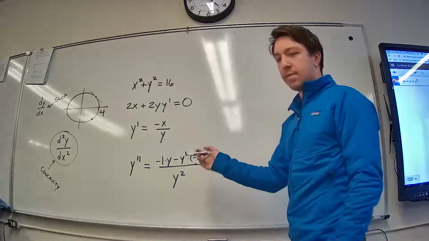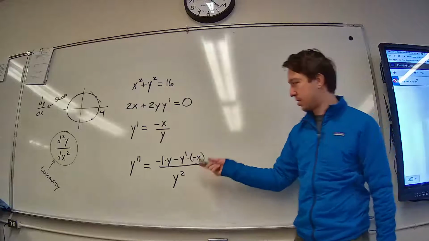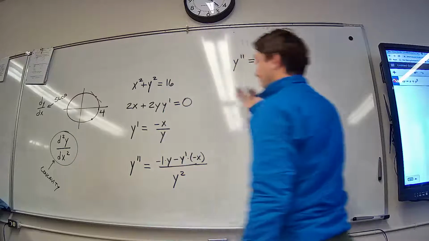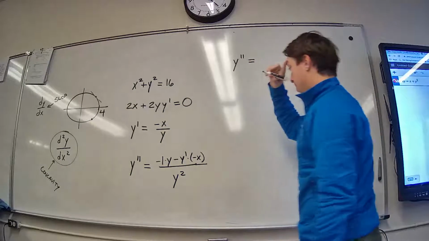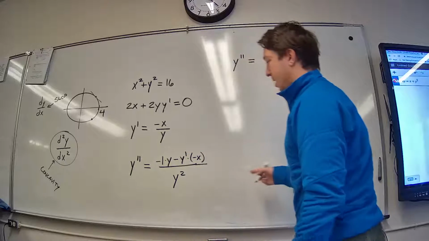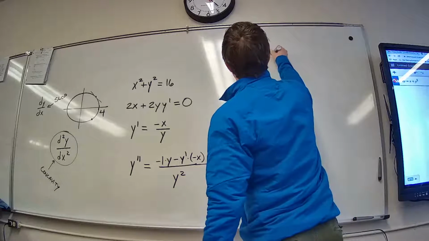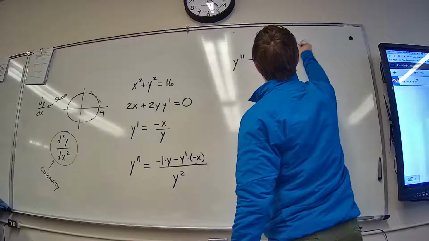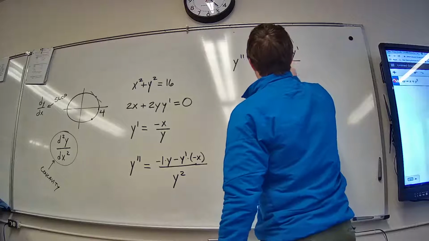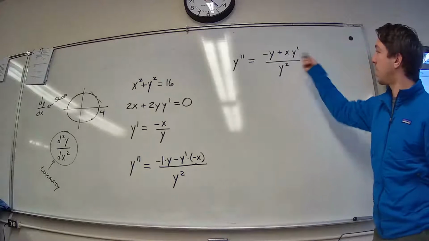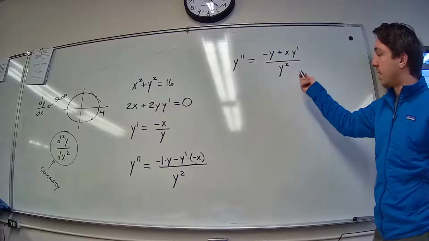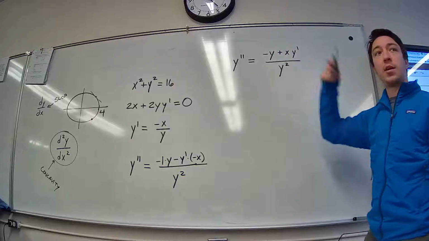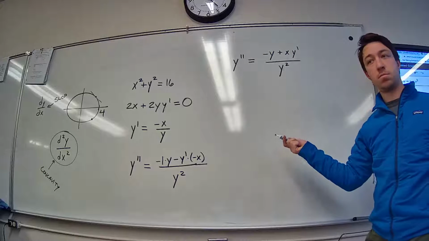That is not a terrible answer or anything. What it tells you is that your second derivative at some point is negative y plus x times y prime, all over y squared. So if you tell me a point, an xy pair, then I could calculate the slope and plug the x, the y, and the slope into that formula, and that would tell you the concavity. Make sense?